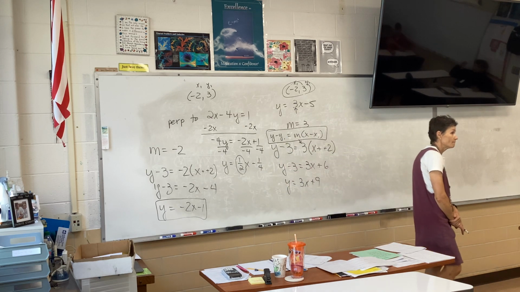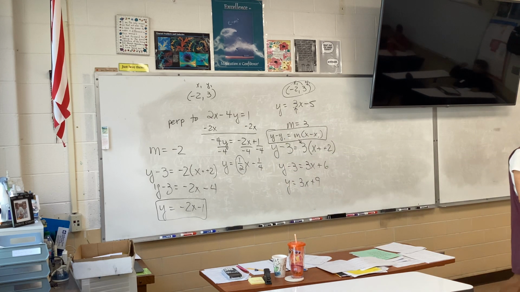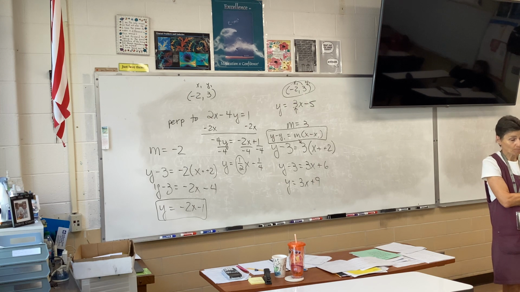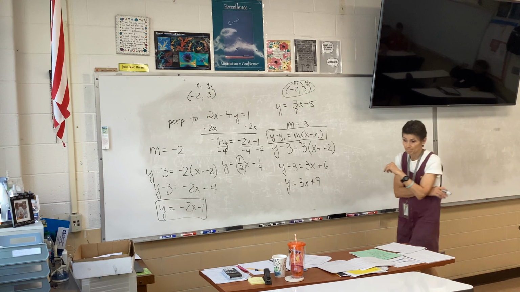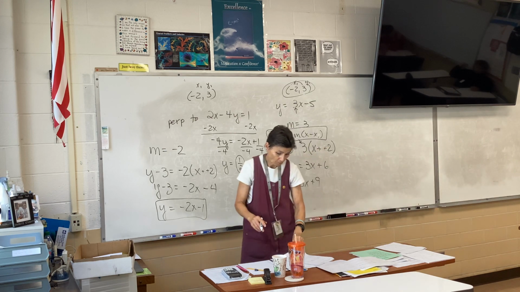Is that what you got? A couple of key things there, make sure you maybe put a little star or highlight or something. Parallel means same slope. Perpendicular means opposite reciprocal slope. Make it opposite, flip it over. Perfect.